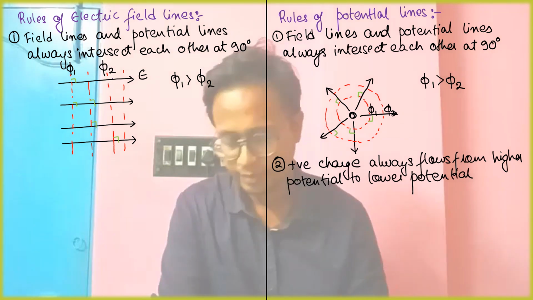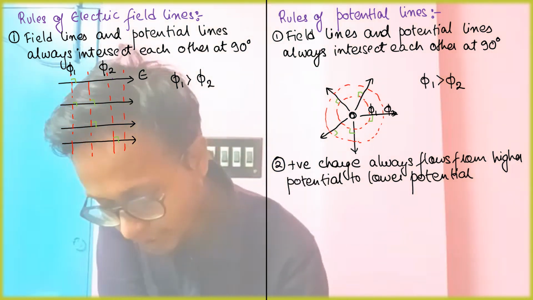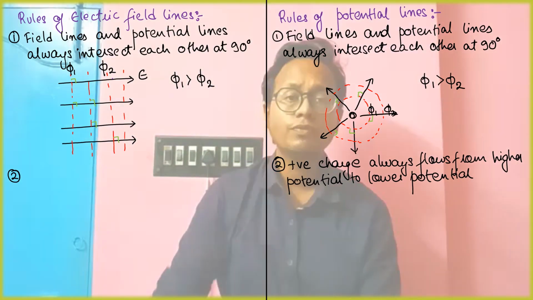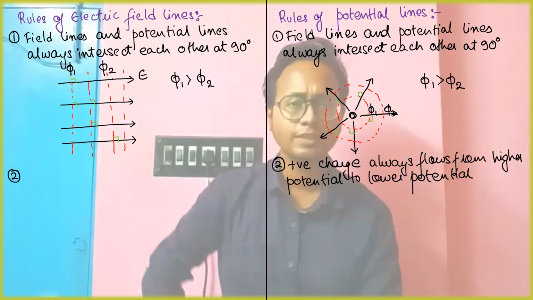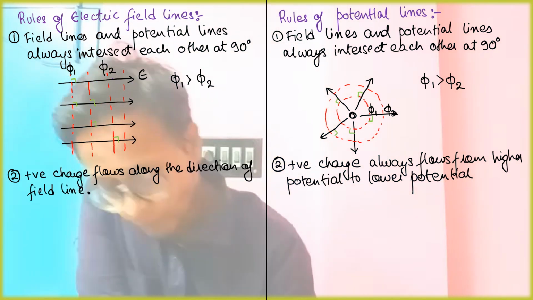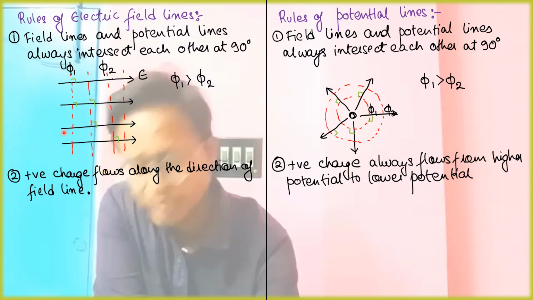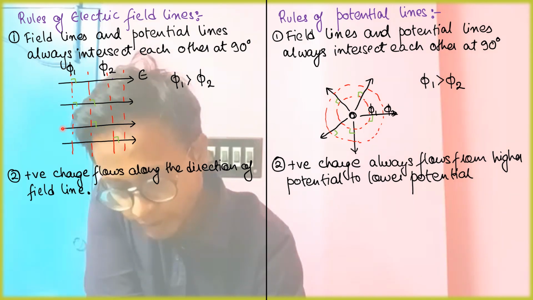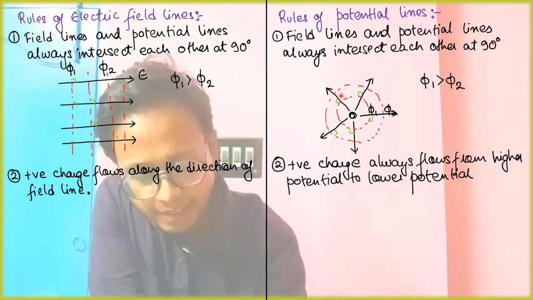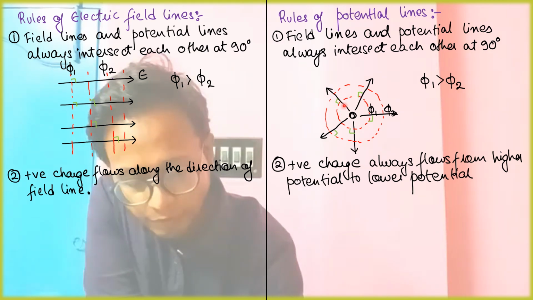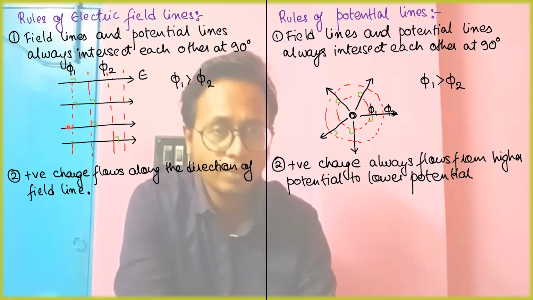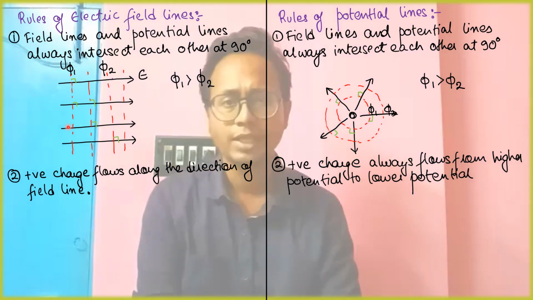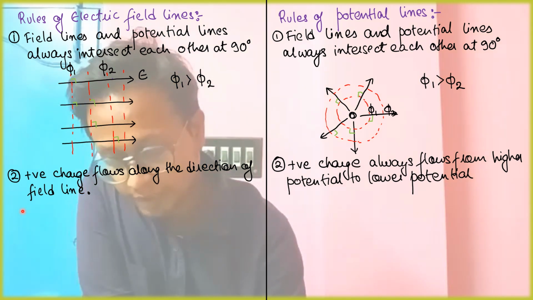For electric field lines, we can write that a positive charge always flows along the direction of electric field lines. Suppose I kept a positive charge out here with zero initial velocity, no external force. What will happen? The positive charge will flow along the direction of the electric field line. Similarly, if I keep a positive charge out here, it will flow along the direction of electric field lines. What I'm repeating again and again is zero initial velocity, no external force. That means under no external influence, naturally.